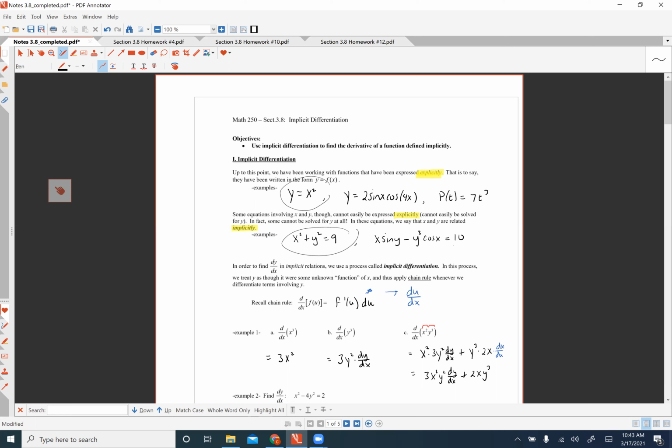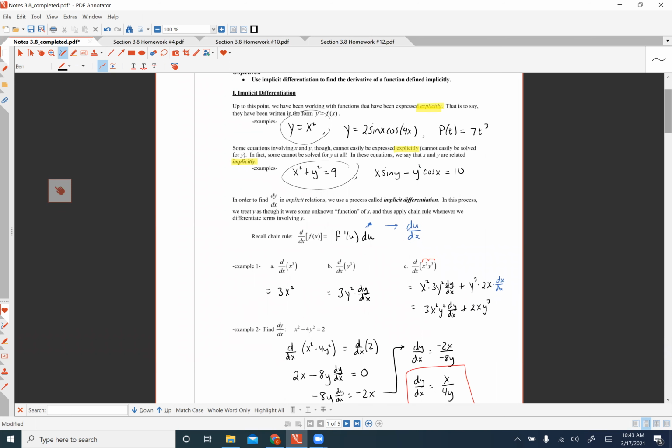But we still may want to find the derivative, so we're going to use what's called implicit differentiation, which really depends on being able to use the chain rule. So let's look at a good example, example B right here. We want to take the derivative. y is the dependent variable, so we're going to say y is some function of x, and we want to take the derivative of y with respect to x.